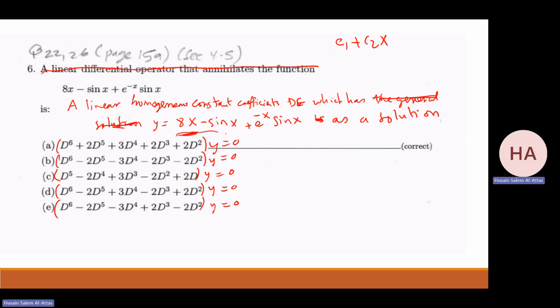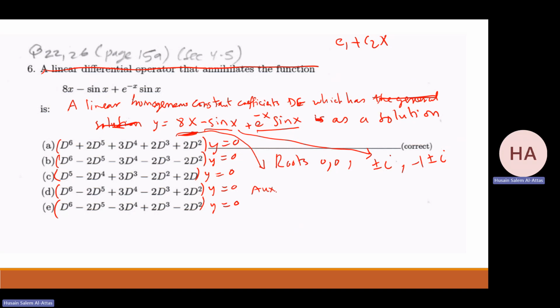So from this, I'm getting the zeros, 0, 0. I have sine x, it means I have sine and cosine, so I'm getting the zeros, plus or minus i. This one, I have the zeros, minus 1 plus or minus i. Now I need to combine all of this to find the auxiliary equation, then I can find the differential equation.